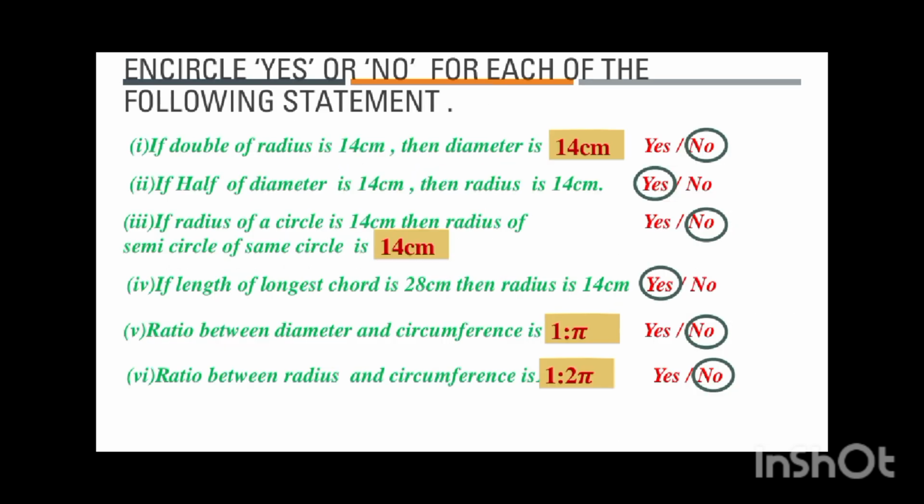In a circle, say yes or no for each of the following statements. If the radius is 14 centimeters, the diameter is 14 centimeters. It's no.